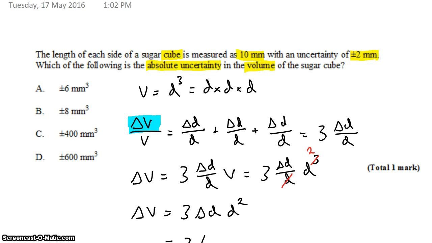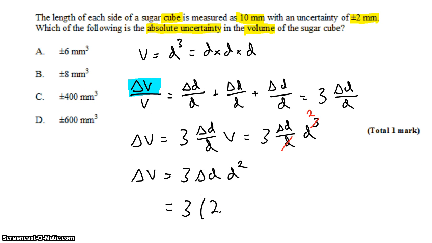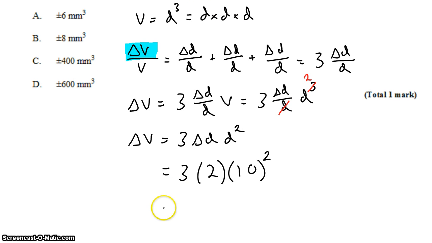Delta D is the uncertainty in D, that's 2 millimeters. And D is the length of the cube, 10 millimeters. It's squared though. So punch that into your calculator. 10 squared is 100, times 2 is 200, times 3 is 600. Millimeters, millimeters, millimeters, so that's cubic millimeters.